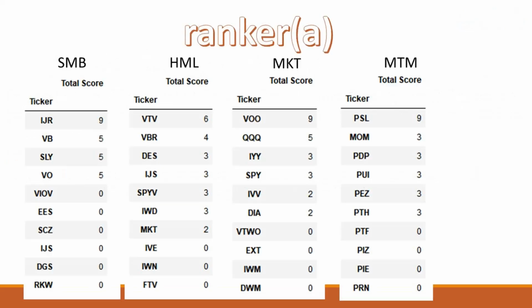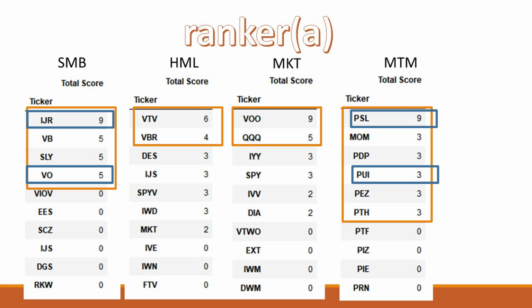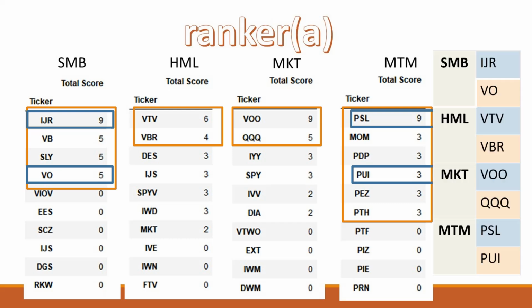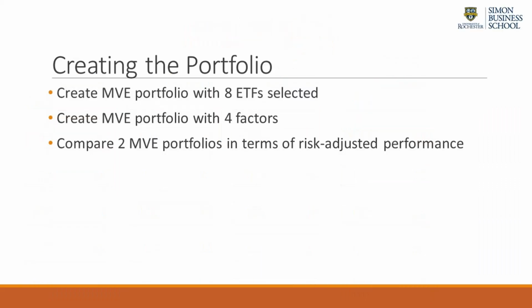Defining function ranker, we have the score for each ETF. For the ETFs that have the same score, we pick the one with higher Sharpe ratio. Eventually, we choose these 8 ETFs. Now we are going to create an MVE portfolio with the 8 ETFs selected. We also create an MVE portfolio with the 4 factors. Then we compare the 2 MVE portfolios in terms of risk-adjusted performance.